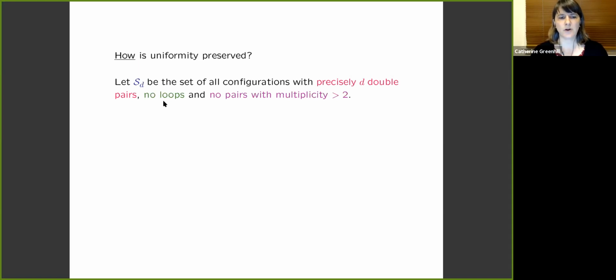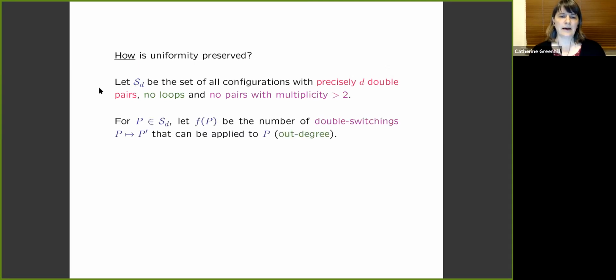So we'll assume we have no loops. We have no pairs with multiplicity greater than 2, and we've got precisely D doubles, and this set is called S_D. This is also the reason I use D throughout my survey for this, to preserve D for this. That's why I use K throughout my survey for the degrees, in case anyone was wondering.